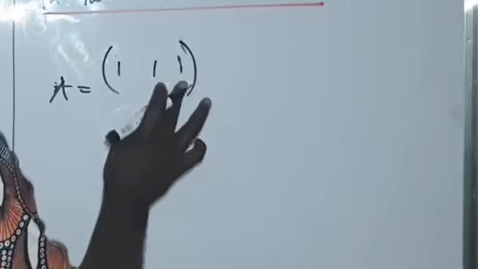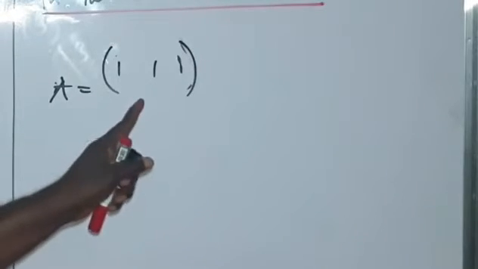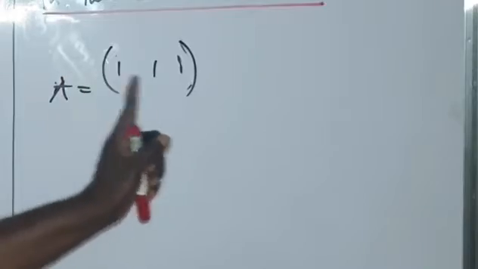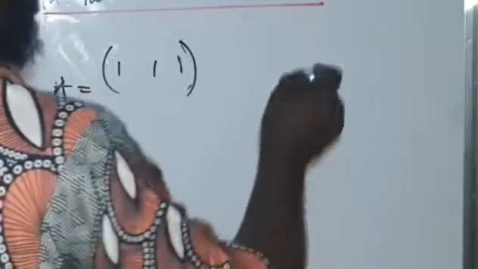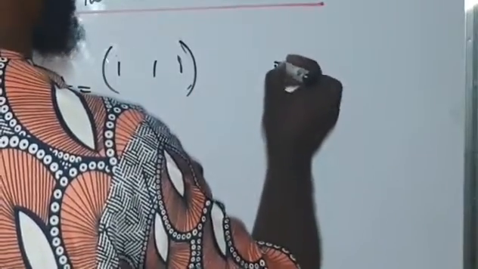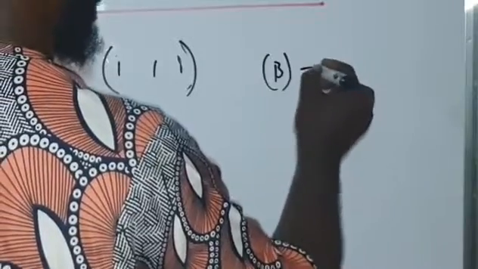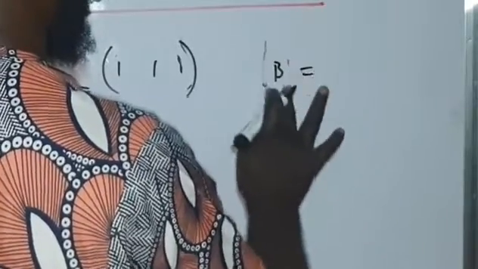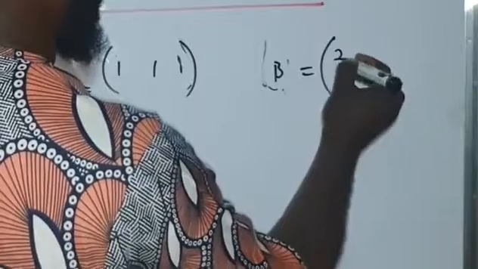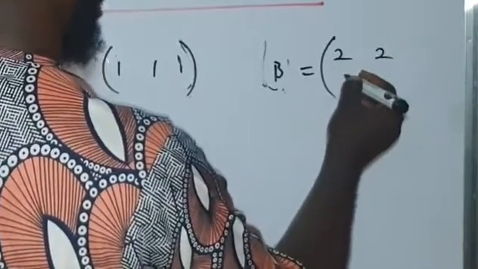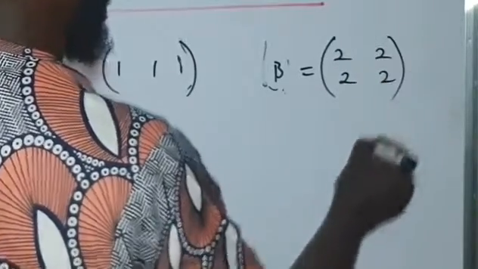So we have learned types of matrix. So what type of matrix is this one? It has one row. This is a row matrix. Then we have another one. So we have B to be equal to 2, 2, 2, 2.